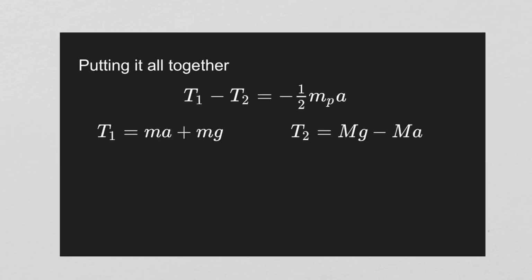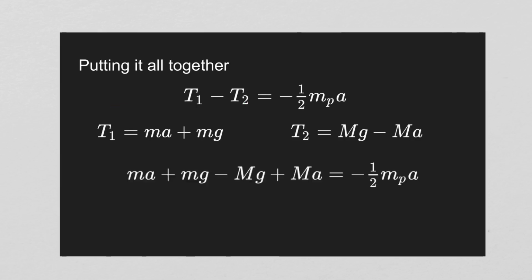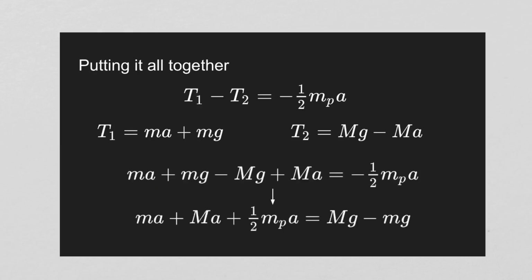Now we can combine this with everything we know. So what I'm going to do, I'm going to substitute this for T1, I'm going to substitute this for T2, and I get this expression. Pretty nice. Now we're just going to group terms so that all my accelerations are on the same side. And again, my accelerations were in the same direction because they are consistent with the axis I established.